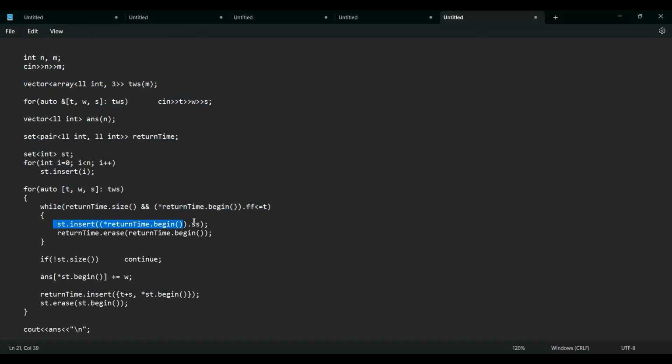If so, I insert them back into my order and remove them from the return time set. Then I check whether nobody is standing in the order; I simply continue, because the problem statement says that if no one is standing in the line, nobody gets the noodles. Otherwise, the person standing at the front gets these many noodles. I remove this person from the order and insert them into the return time set with the return time and the person. Finally, I print my answer vector. Is it clear?